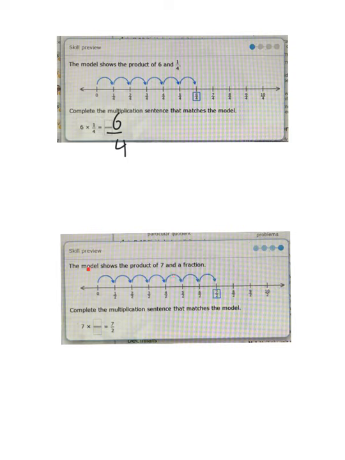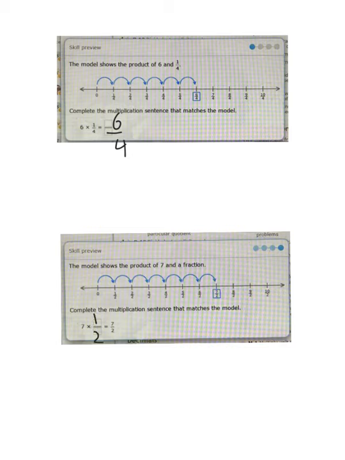Second example, the model shows the product of 7 and a fraction. Complete the multiplication sentence that matches the model. So 7 times what equals 7/2? We notice we've gone over 7 times here, and I think it's pretty clear that 7 times a half is 7/2. 1/2, 2/2, 3/2, 4/2, 5/2, 6/2, 7/2. So really straightforward. All we need to write in is 7 times 1/2.